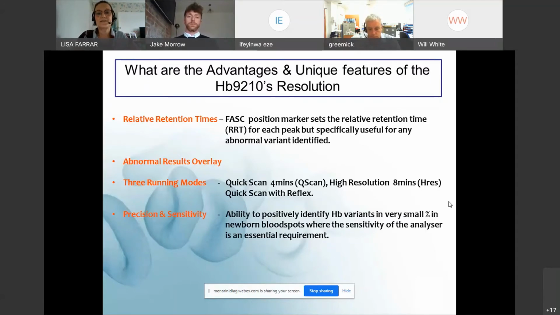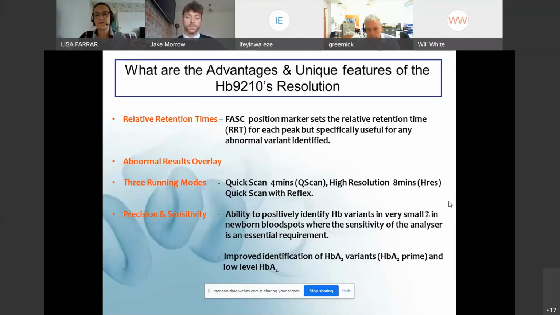Precision and sensitivity. It has an ability to positively identify hemoglobin variants in very, very small percentages. In the newborn screening side of my laboratory, newborn blood spots, we need to have the sensitivity of the analyzer, as this is an essential requirement and to enable us to pick up minute amounts of hemoglobins. We also have improved identification of hemoglobin A2 variants and A2 prime, and also a better resolution to give us more appropriate hemoglobin A2 percentages at low levels.